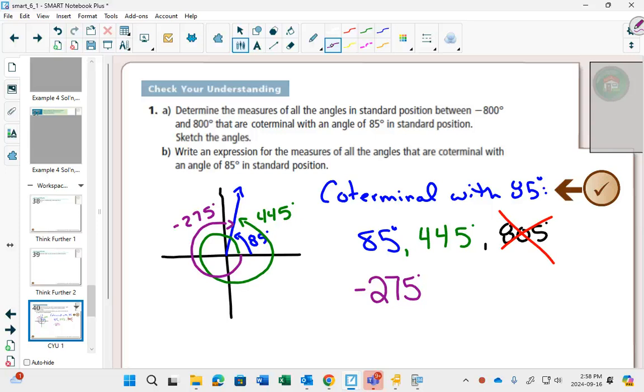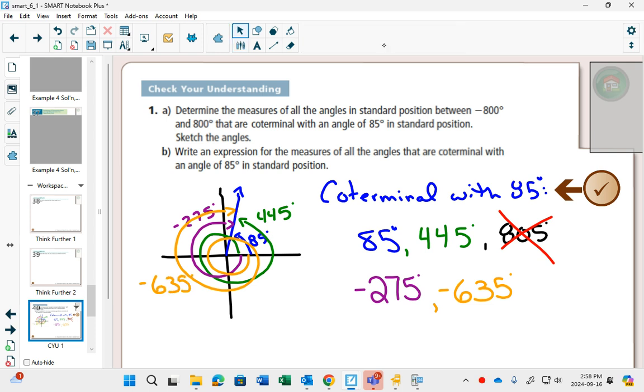And if we subtract 360 again, that's 3. Someone hopefully is double checking my mental math. Yes. Negative 635 degrees.